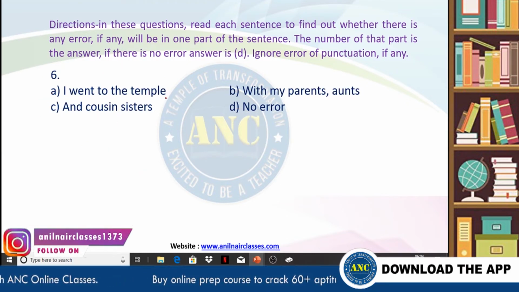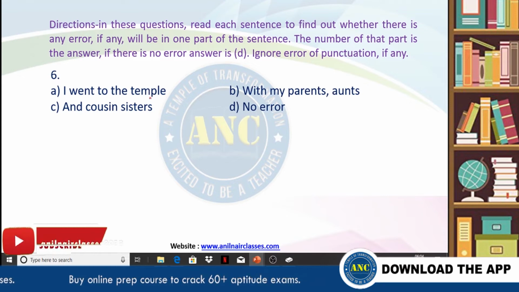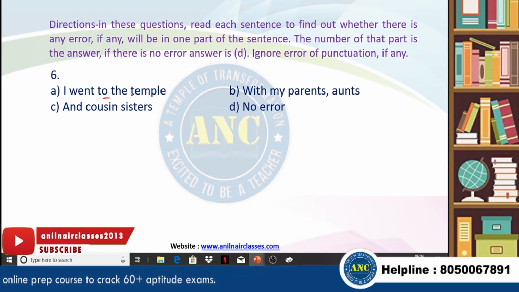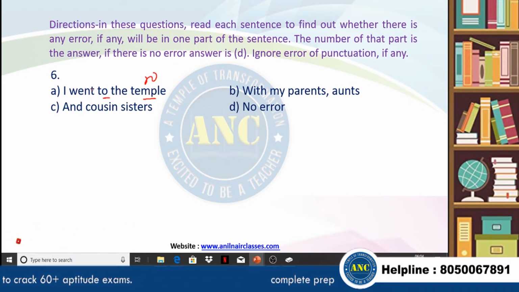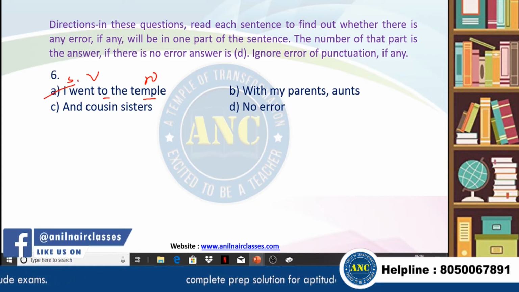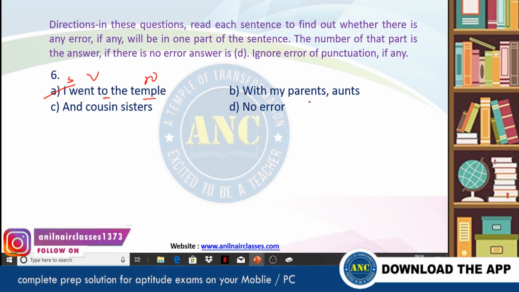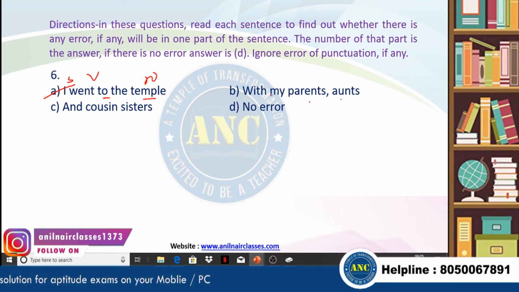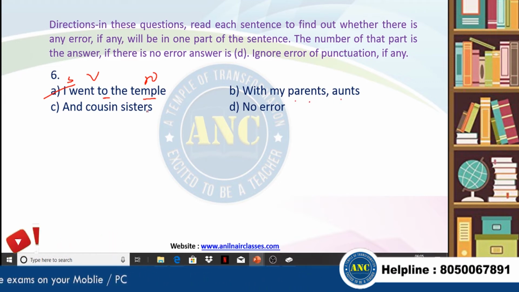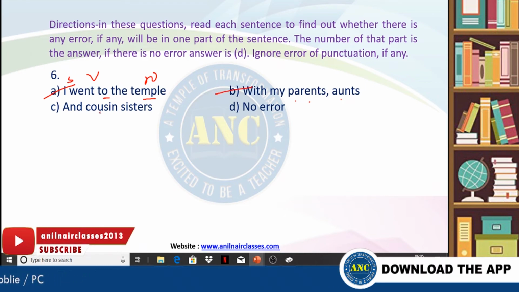Next question. I went to the temple. That's fine. After to, what? To temple. This is the noun. This is the verb. This is the subject. Everything is fine. Get rid of it. With my parents, aunts. So with whom? With my parents, aunts and cousin sisters. This is fine. Again, colloquial language.